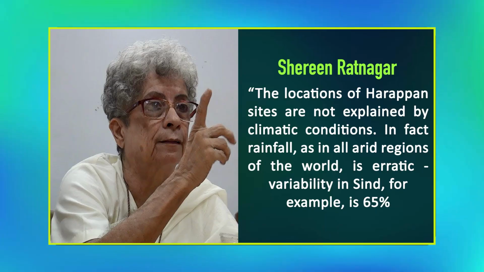The floodplains of Indus, as is evident, were quite expansive and the alluvial deposit sufficiently deep for supporting agriculture, mainly the rabi crop for the vast habitational settlements as that of the Indus civilization. Shireen Ratnagar is quite perceptive when she says the locations of Harappan sites are not explained by climatic conditions. In fact, rainfall, as in all arid regions of the world, is erratic. Variability in Sindh, for example, is 65%.